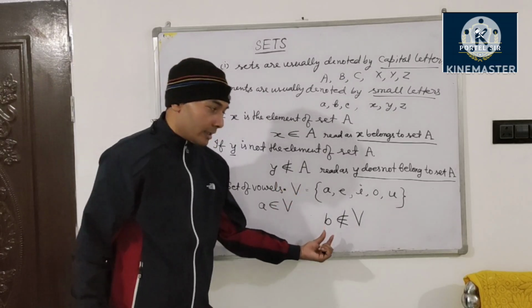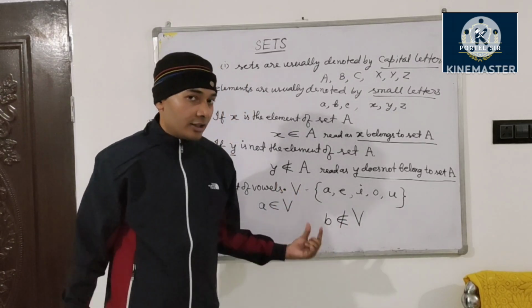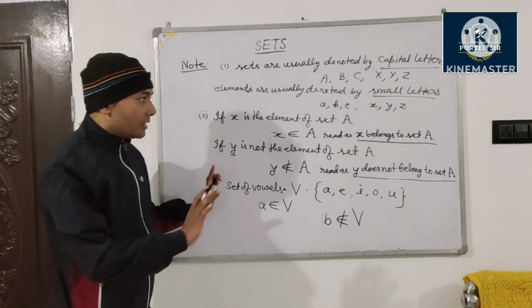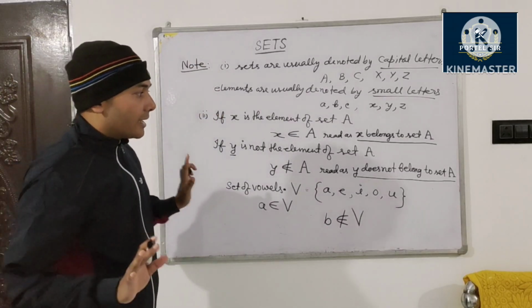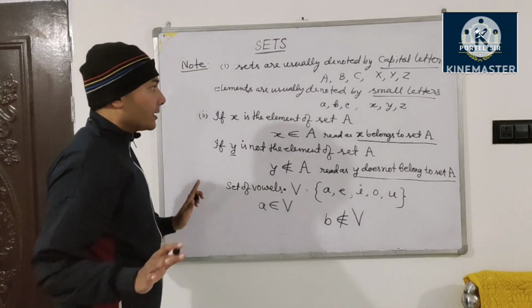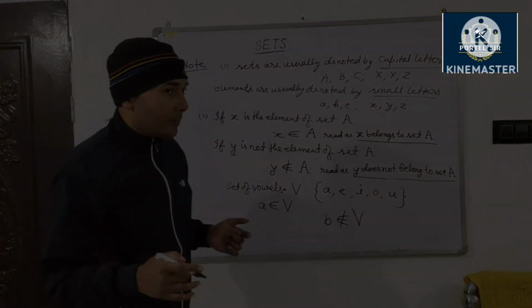In the same way, all the consonants can be written in this way. K also, K does not belong to V. G does not belong to V. So this is a very important point that you have to keep in mind. Okay, so now let's move to the next topic.